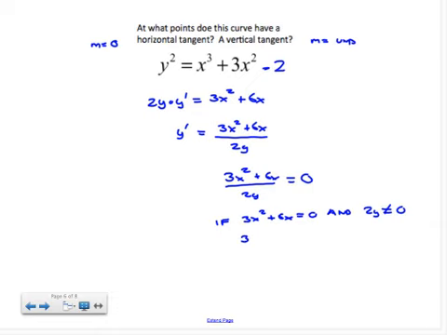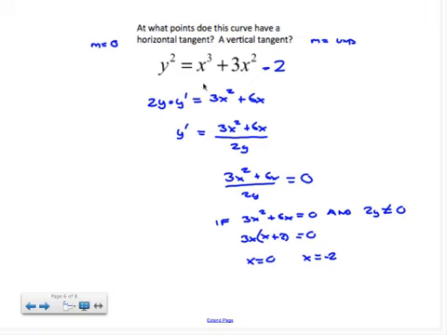Okay, so I need to solve this equation. 3 and x are common factors. We're left with x plus 2 equals 0. And that means that when x is 0 and when x is negative 2, my numerator is equal to 0. Now we're going to find the y values that go with these x values to double check that that doesn't mess up the denominator.